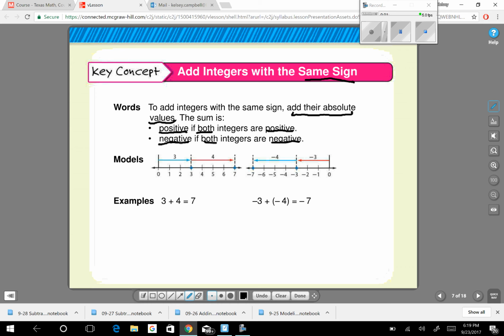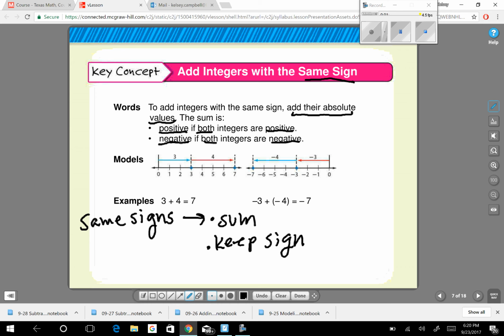So a way that we say this is if you have the same signs, okay, same signs, you find their sum. And you find the sum and you keep whatever signs the numbers are. So you keep the sign. So if they're both positive, your answer is positive. If they're both negative, your answer is negative. So sum, remember, sum means to add. Okay, so what I want for you to write in your notes is what I have written here.